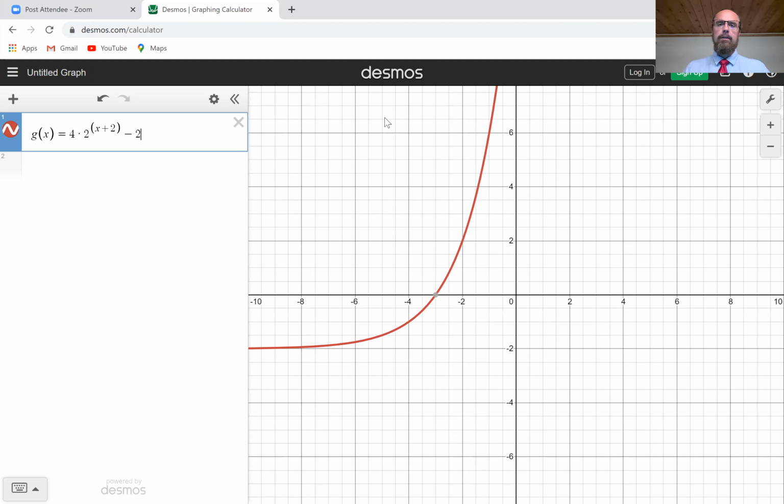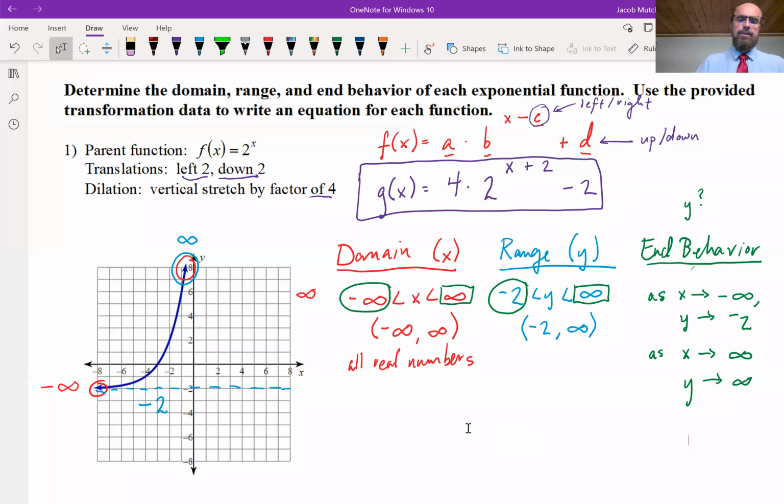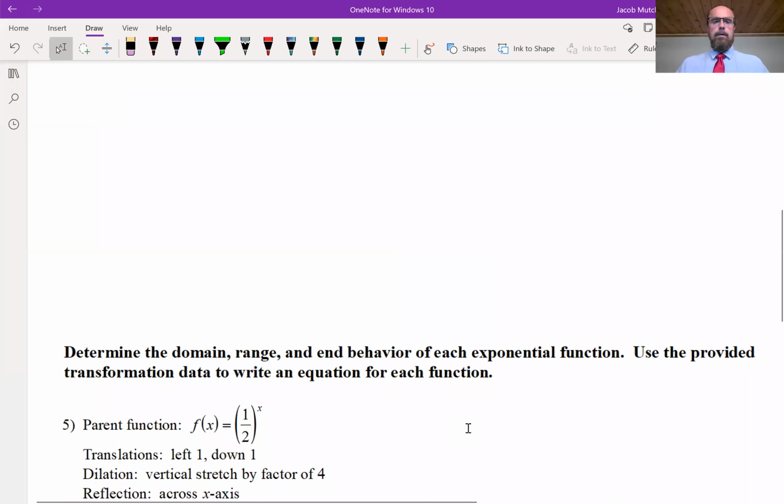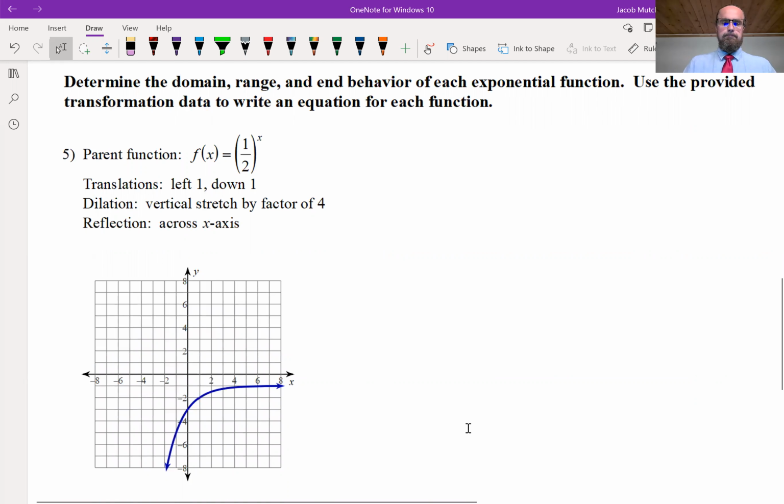All right, we'll take a look at our second example. Our second example is this function given here. So notice the changes in the function. This one is mostly in quadrants 3 and 4. And we're told that its parent function is the half base, so half to the power of x.